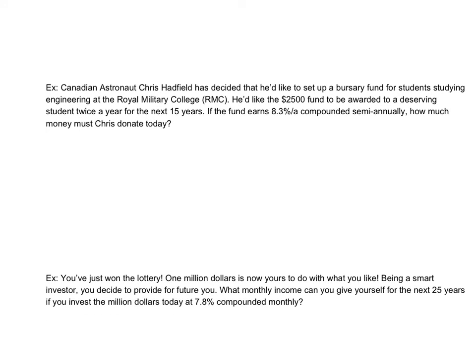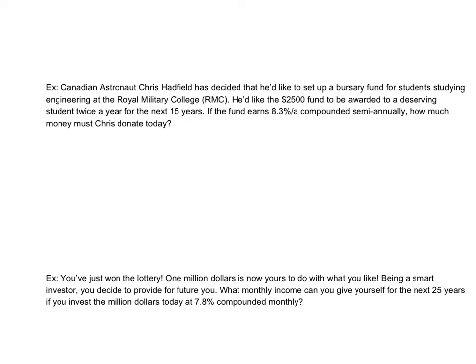So for our first one, Canadian astronaut Chris Hadfield has decided that he'd like to set up a bursary fund for students studying engineering at the Royal Military College. He'd like the $2,500 fund to be awarded to a deserving student twice a year for the next 15 years. If the fund earns 8.3% per annum compounded semi-annually, how much money must Chris donate today?